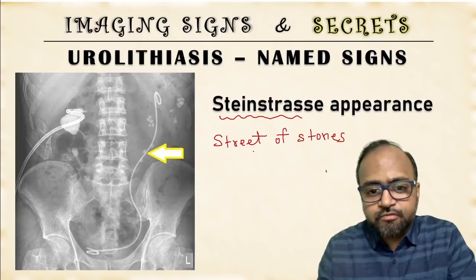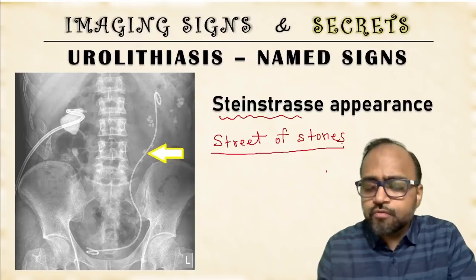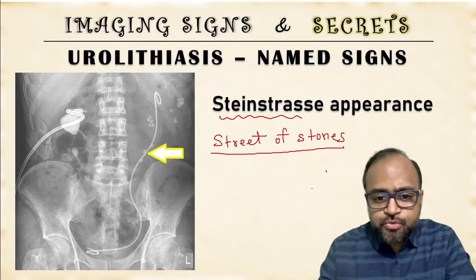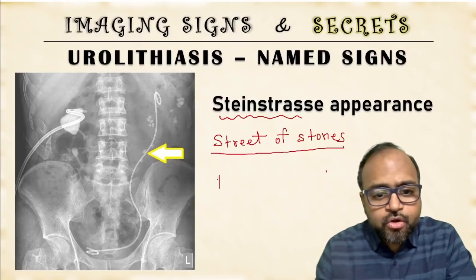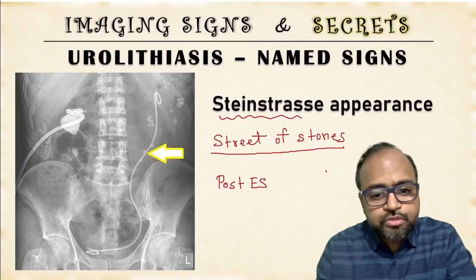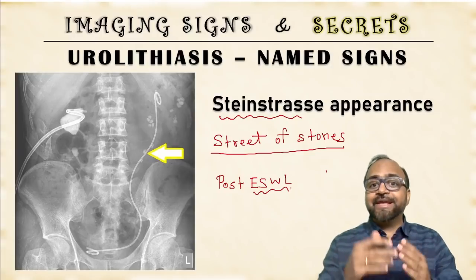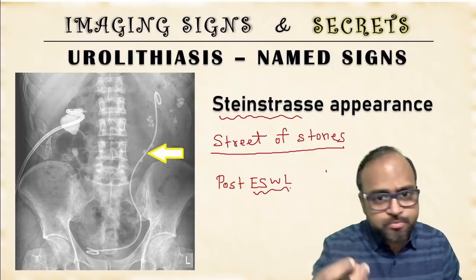A street formed of stones. So what is this? In what context is it used? It is used in the clinical context of post-lithotripsy or post-ESWL. What is lithotripsy? Lithotripsy is going to break down the larger calculus into multiple smaller fragments.